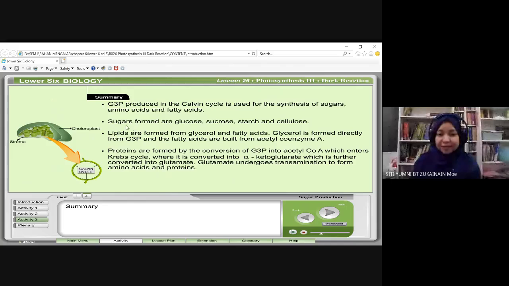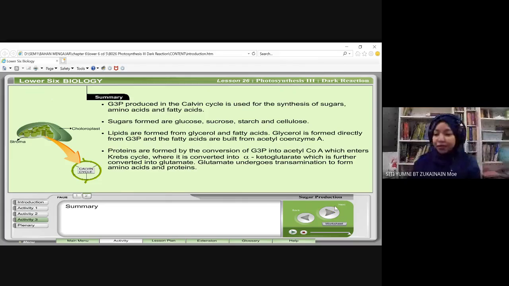So G3P produced in the Calvin cycle is used for the synthesis of sugars, amino acids, and fatty acids. Sugars formed are glucose, sucrose, starch, and cellulose. Lipids are formed from glycerol and fatty acids. Glycerol is formed directly from G3P, and the fatty acids are built from acetyl coenzyme A. Proteins are formed by the conversion of G3P into acetyl-CoA, which enters the Krebs cycle where it is converted into alpha-ketoglutarate, which is further converted into glutamate.